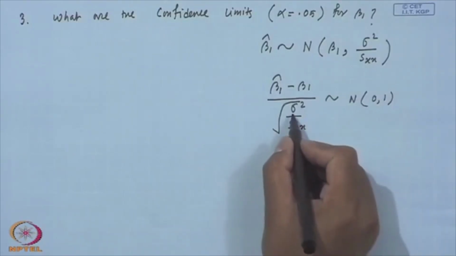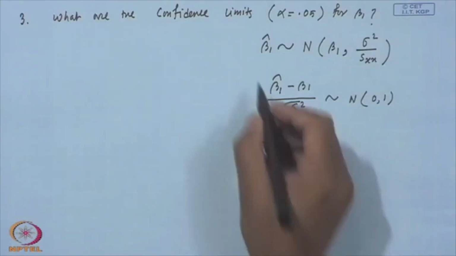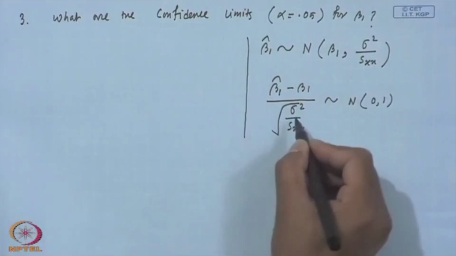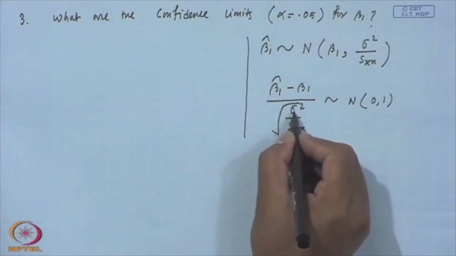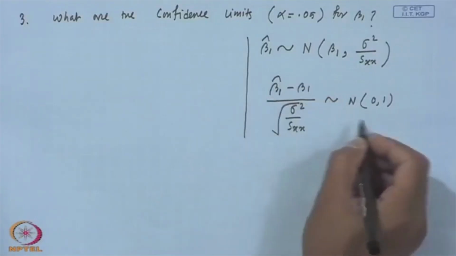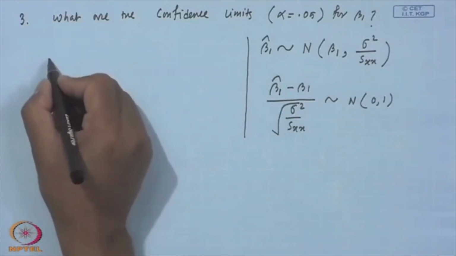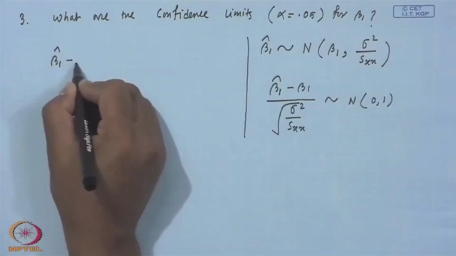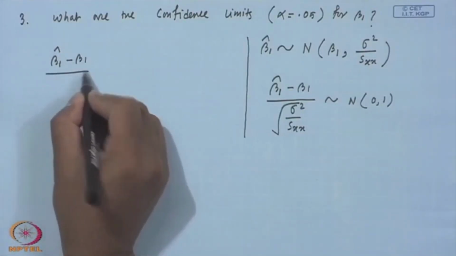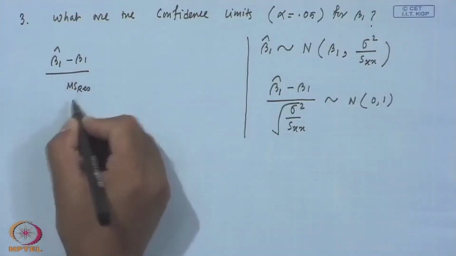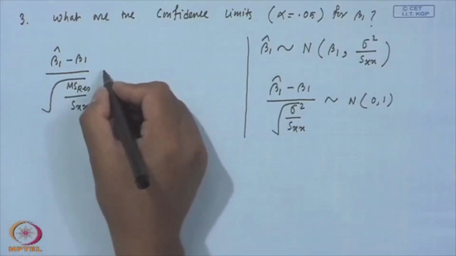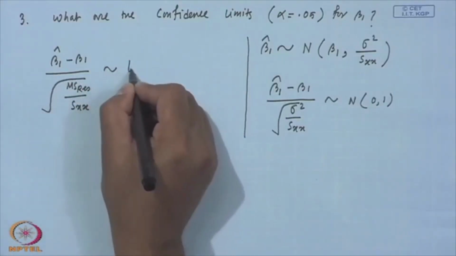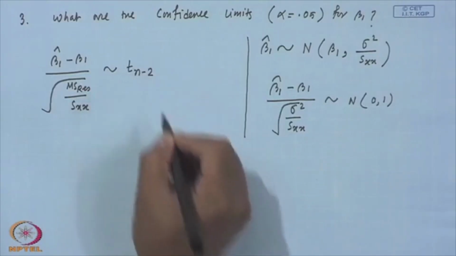Okay. But what happens is that this sigma square, the population variance, is usually unknown. So, we need to estimate this one. We estimate this by MS residual, and once you replace this sigma square by MS residual, this follows t distribution. So, (beta 1 hat minus beta 1) by square root of MS residual by S x x, this follows t distribution with degree of freedom n minus 2.